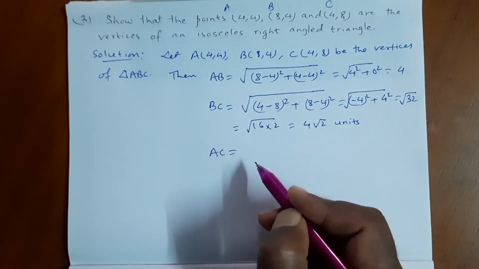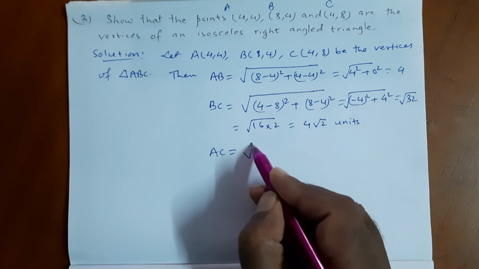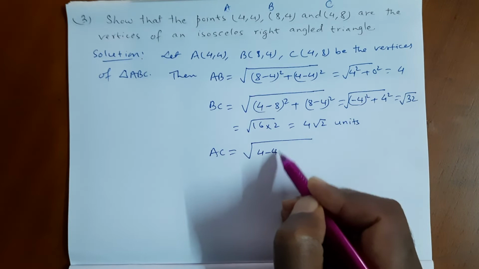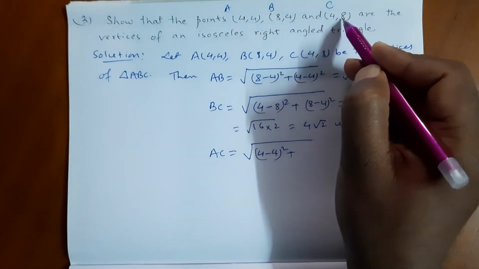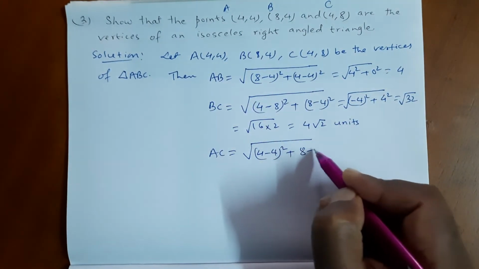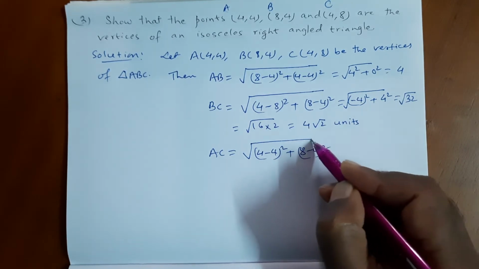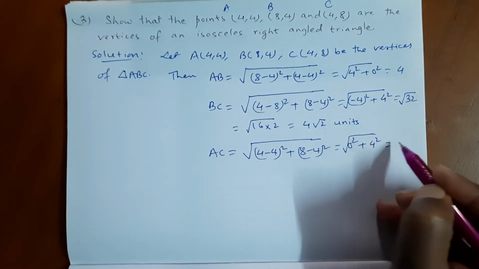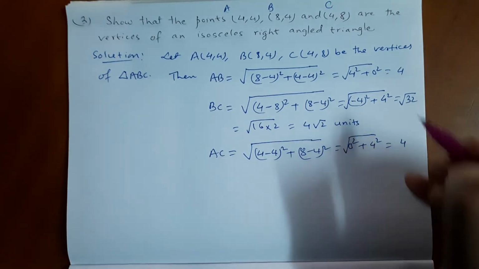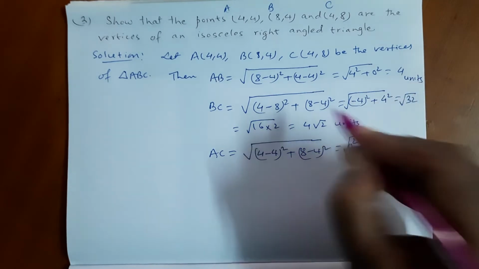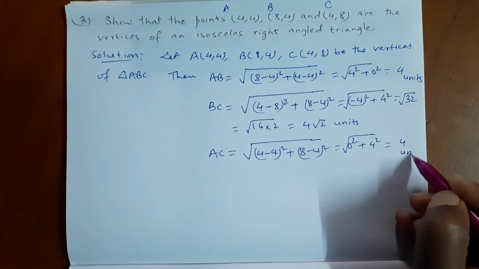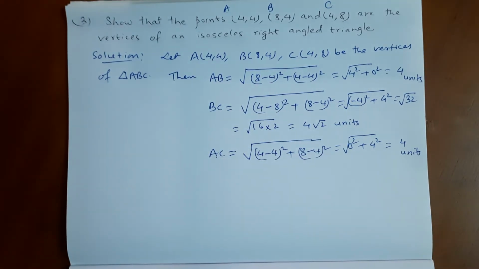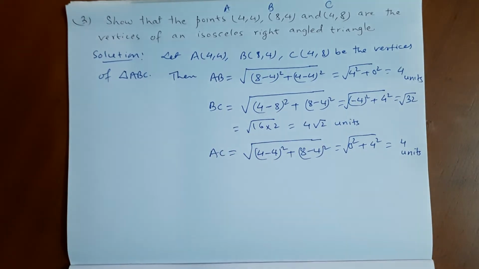Similarly, let's find out AC. So AC equals, in AC, difference of x coordinate square (4 minus 4) square plus difference of y coordinate square (8 minus 4) square, that will be 0 square plus 4 square, that will be 4. Okay, here AB is 4 units, AC is also 4 units. That means two sides of the triangle are equal, and here BC is the longest side.